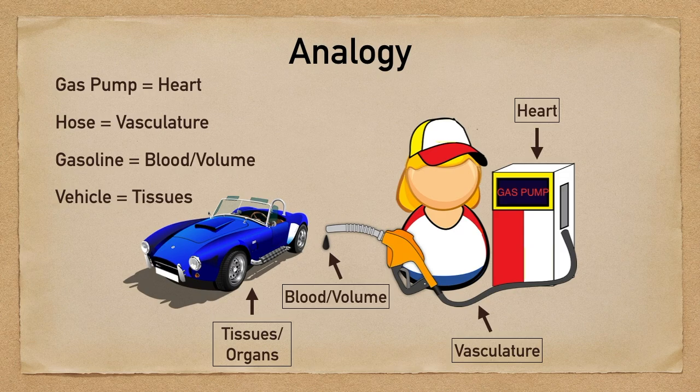The gas hose represents the blood vessels or vasculature, and this makes sense. They're going to deliver that gasoline or that blood to the rest of the body. The gasoline is going to represent the blood or plasma volume. And finally, the vehicle is going to represent the tissues and organs that are receiving the gasoline or the blood to function.